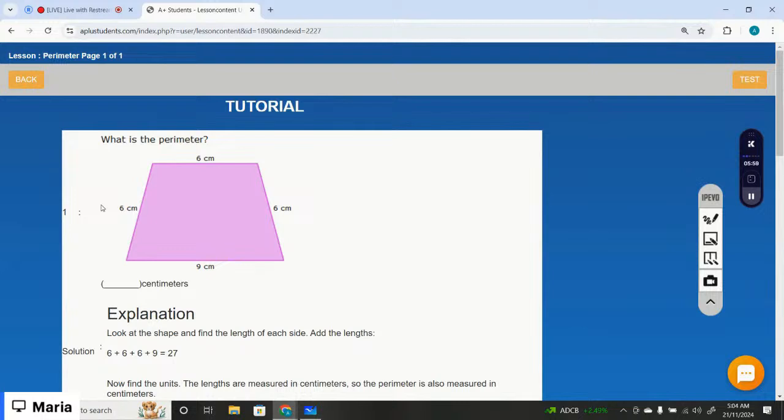What is the perimeter? So look at the shape and find the length of each side. For the perimeter, you have to add all the side lengths. You need to add 6 plus 6 plus 6 plus 9. When you add all the side lengths, the perimeter is measured in centimeters. So the correct option is 27 centimeter. Let's just start with the test questions.